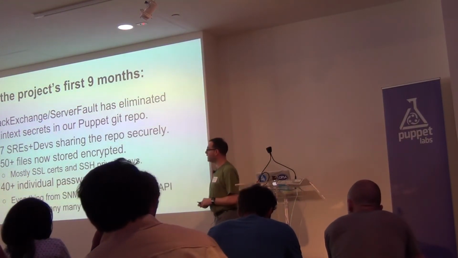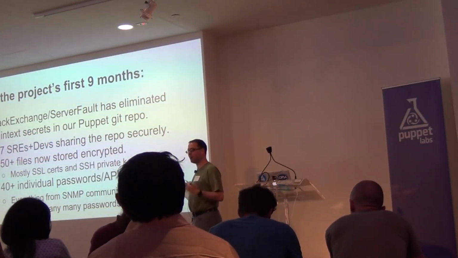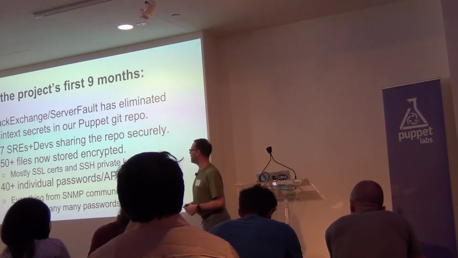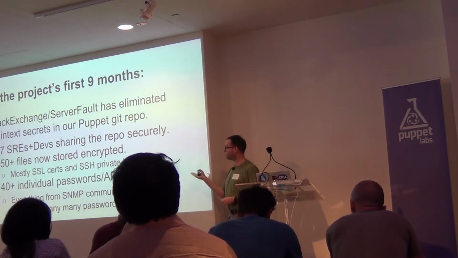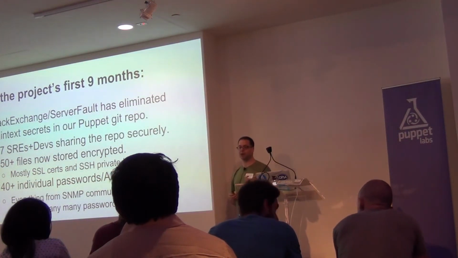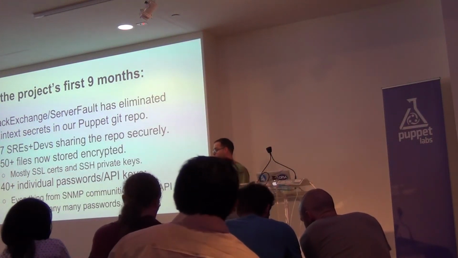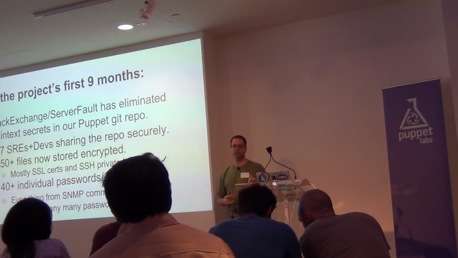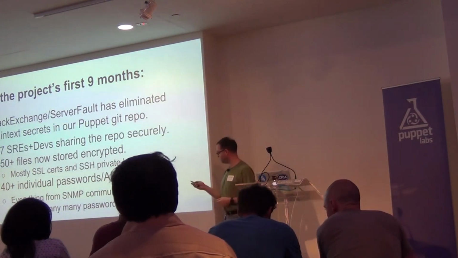We have more than 50 files. We're a small little site. I don't know if 50 files sounds like a lot of files or a very few number of files. But we now have 50 full files that are encrypted and more than 40 individual passwords and API keys that it's used to store. And we use this for everything from SNMP community strings to API keys.